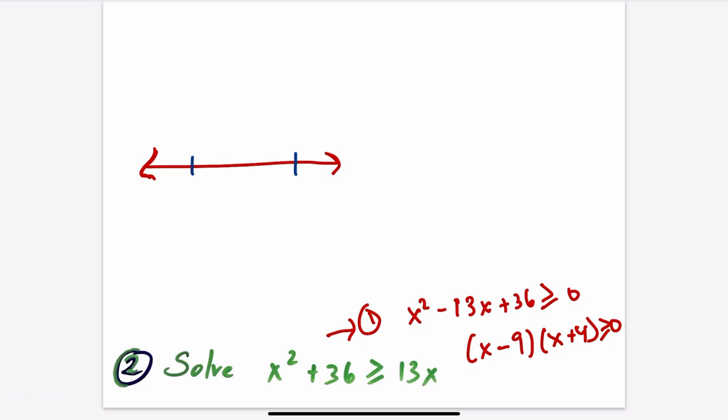Okay, this one. Again, real quick review. This one, you never want to do work like that. You need to factor it, okay? And then step number 1 is factor. Step number 2, put the factors on the number line.